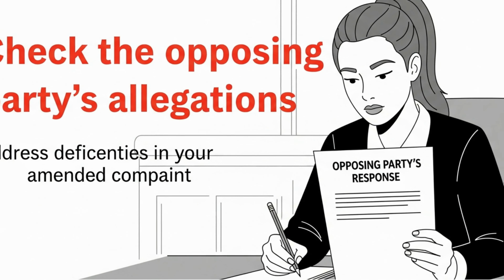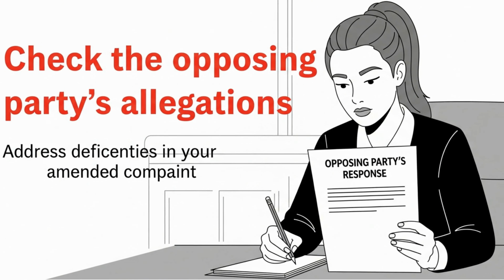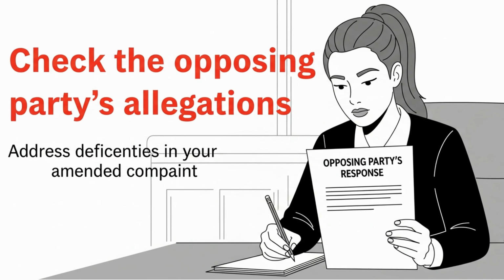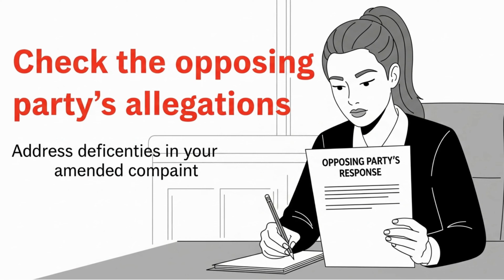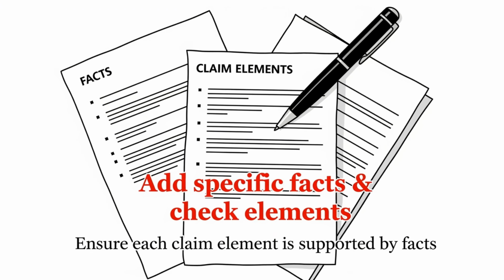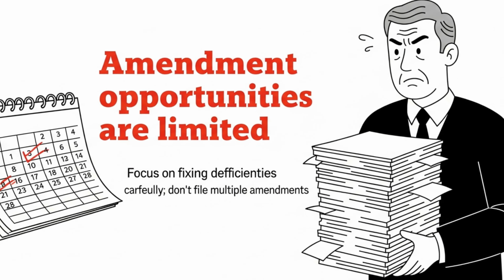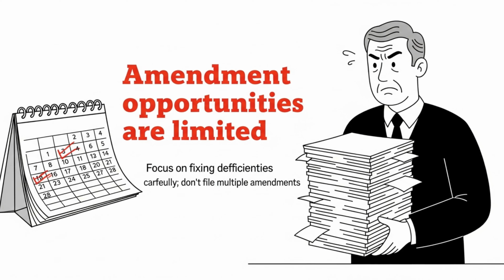Amending a complaint gives a plaintiff a chance to fix deficiencies and strengthen their case before dismissal. Here are a few tips regarding amendment. Check the opposing party's response and note the deficiencies you need to fix. Add specific facts and ensure each claim element is supported. Amendments are limited, so address all issues carefully in one revision.